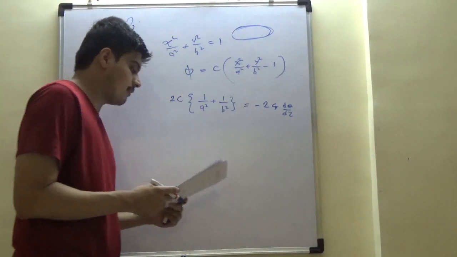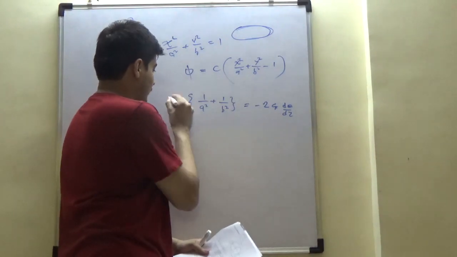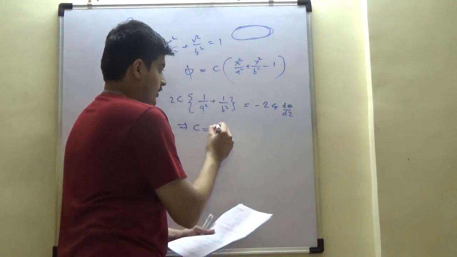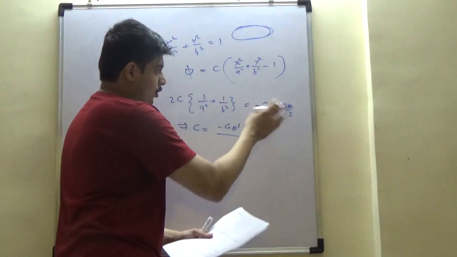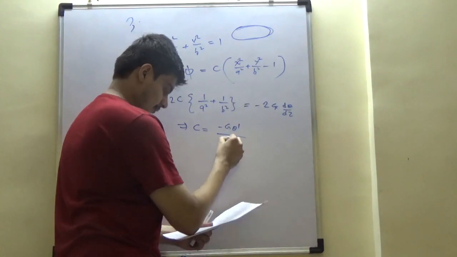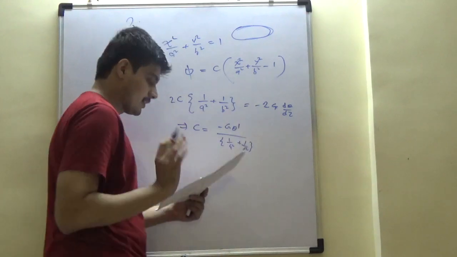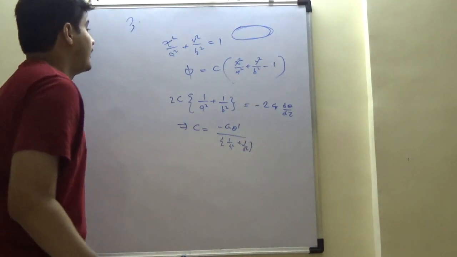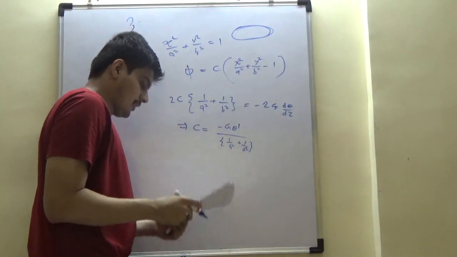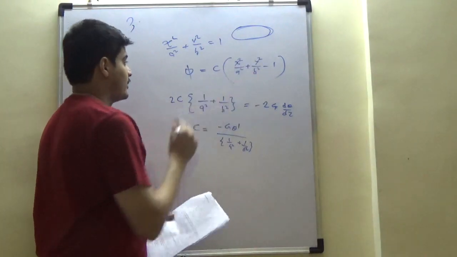See our theoretical framework, which means c is nothing but g theta dash. We will start calling this theta dash, divided by 1 upon a square plus 1 upon b square. This is the constant that is known. Now, once I know this constant, I have to integrate these two.